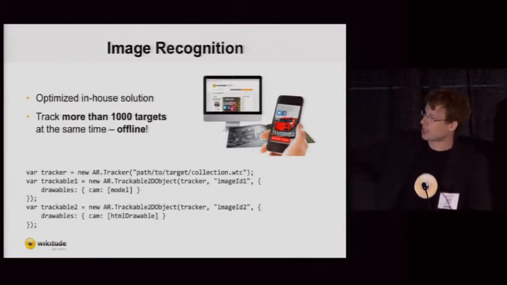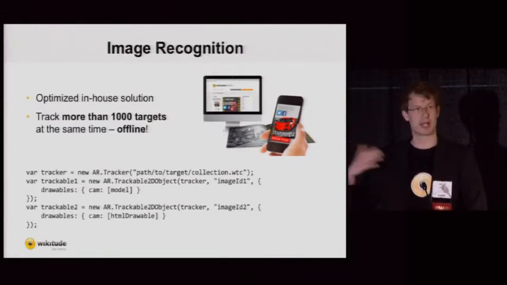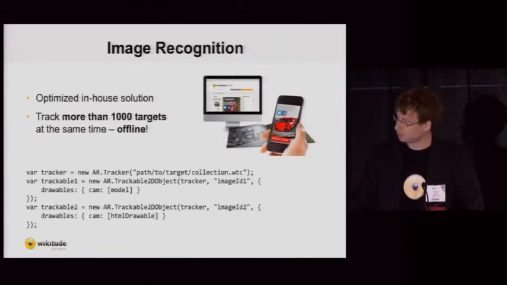And as you see here, you are not just referencing the Wikitude target collection and an ID which references the target. You can then set the drawables, which are the things that are actually visible on the screen, like 3D models, like HTML drawables and stuff like that. So there's a full range of drawables that you can place on top of the target, which can then be used in any scenario. So these are, again, 2-3 lines of code to make that happen.